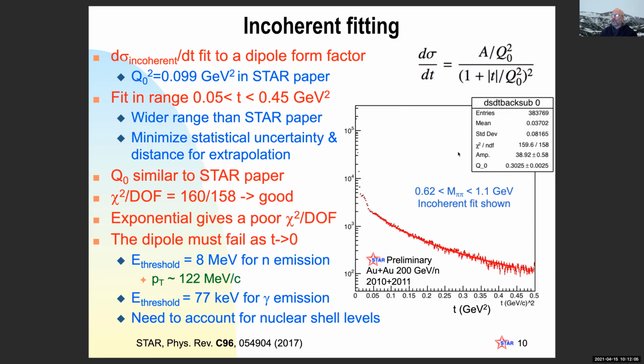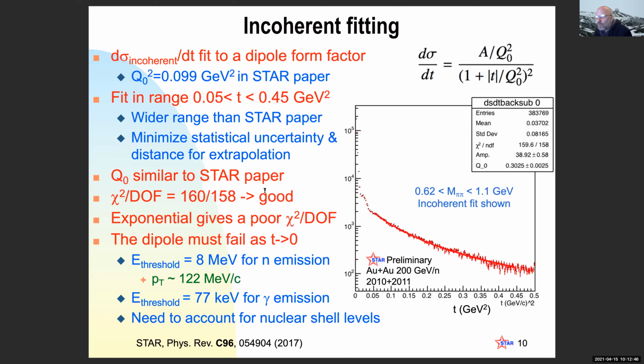We fit the incoherent cross section to a dipole form factor, shown here. This is the same thing that was done in the 2017 STAR paper. They found Q0 squared is 0.099 GeV squared. We will choose a slightly different fit range, 0.05 to 0.45 GeV squared. This is a wider range than in the STAR paper, and this was done to minimize the statistical uncertainty and the distance for extrapolation downward in t. We get a Q0 that's very similar to the STAR paper. The chi-squared per degree of freedom is 160 over 158.